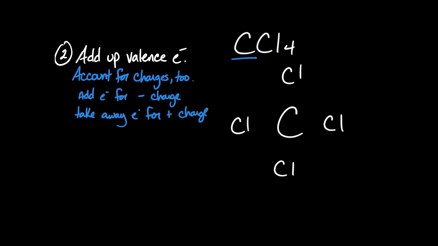In our second step, we're going to add up the valence electrons in this compound. When we do this, we want to make sure that we account for charges. CCl4 is a neutral compound, so we don't have to worry about the charge here. I'm just going to use the periodic table and find carbon in the carbon group, and it will have 4 valence electrons. Each chlorine has 7 valence electrons. So 7 times 4 is 28, plus 4 gives us a total of 32 electrons for this structure.